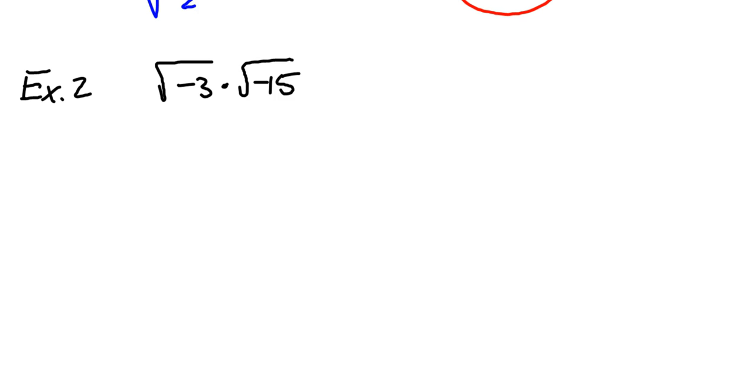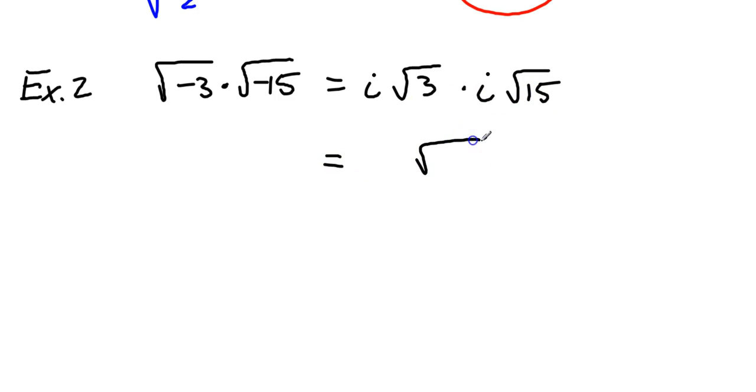Okay, so multiplication. It's the square root of negative 3 times the square root of negative 15. The very first thing you want to do again is take out the negative and replace it with an i. Take out this negative and replace it with an i. Now, here's where the difference comes on this one. If you do 3 times 15, that is 45. But on the outside, what happens when you do i times i? That is i squared.